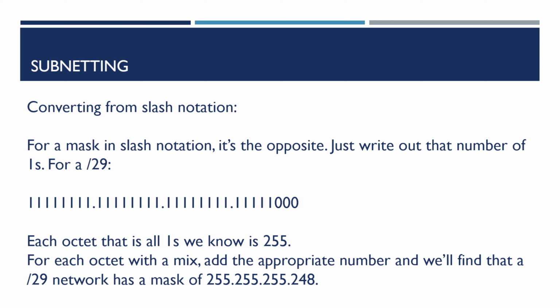So, each octet that is all ones we know is 255. For each octet with a mix, lower than 255, we're going to add the appropriate numbers. We're going to find a /29 network has a mask of 255.255.255.248. Again, starting from the right of the octet, it's 1, 2, 4, 8, 16, 32, 64, and 128. Starting from the left, 128, 64, 32, 16, 8, 4, 2, 1.